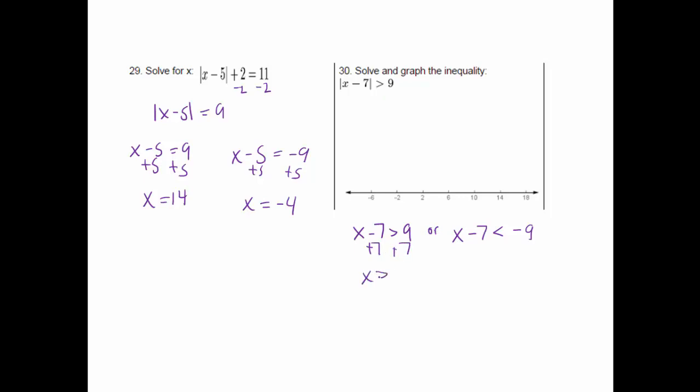So we'll get x is greater than 16. And then if we add 7 on this one, we will get x is less than negative 2. And again, that's or. So we're going to graph x is greater than 16, which would be about right here. And it's greater than, so it's going to be pointing to the right. And then x is less than negative 2. This will also be an open circle. And it's less than, so it's pointing to the left.